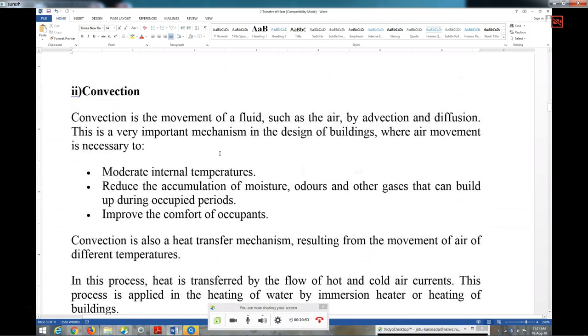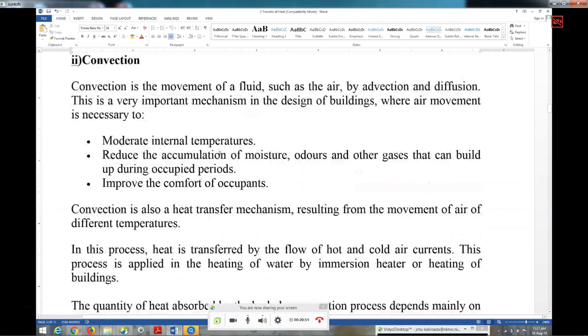Convection is the movement of a fluid, such as air, by advection and diffusion. So this is a very, very important mechanism to design buildings where air movement is necessary in order to achieve moderate internal temperatures, reduce accumulation of moisture, water, and other gases that can build up during occupied periods, and then improve the comfort of occupants. So these are the three principles we have to keep in mind while we place some heat transfer mechanism, that is because of the convection principle.